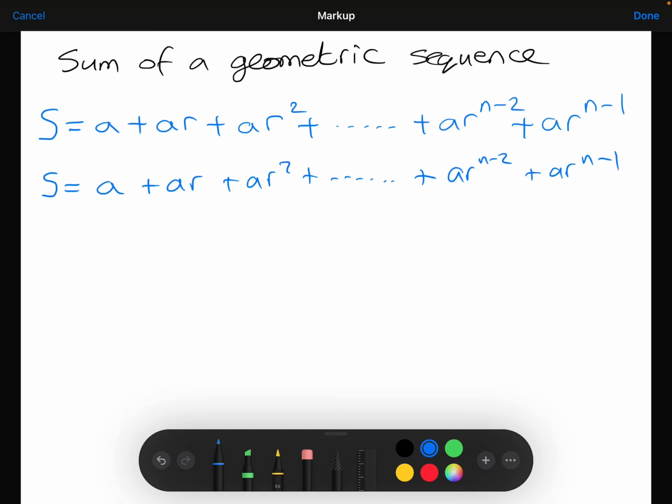And then, this is the trick. We are going to multiply that second line by r. So I'm going to times the whole sum by r. So it's going to give me a sum that's r times bigger. The first term will be a times r. The second term, ar times r, will be ar squared. The third term would be ar cubed, and so on. This term here, timesing that by r, will now be ar to the n minus 1. And the last term here, or the nth term here, ar to the n minus 1 times r, will just be ar to the n.